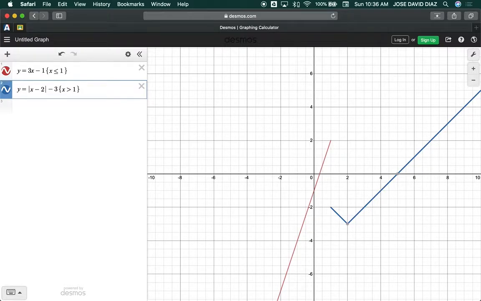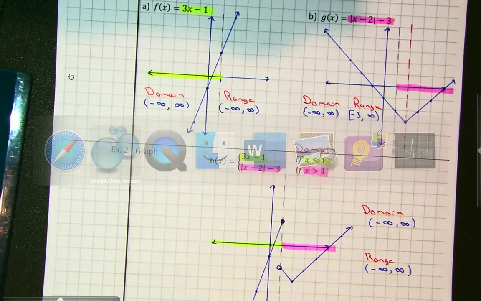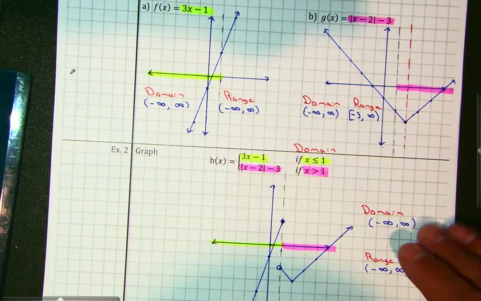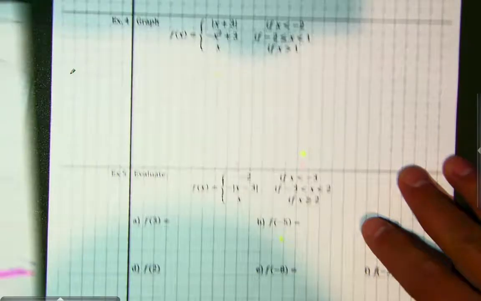So we're going to be using Desmos a little more than the graphing calculator at times. So we're going to go back and forth, just because it makes it a little faster for us to use. Example number 3.